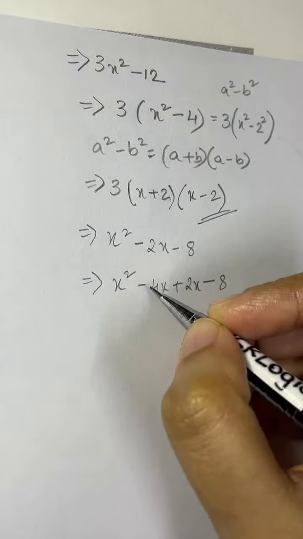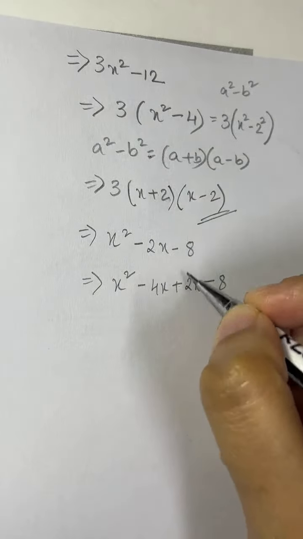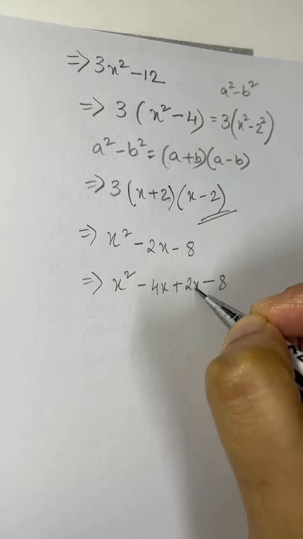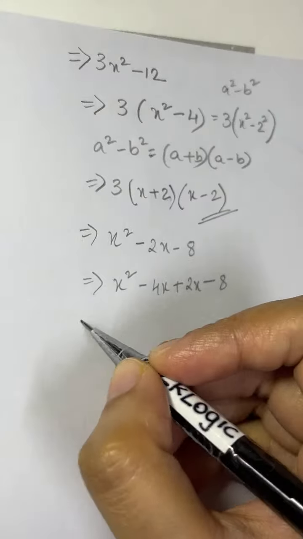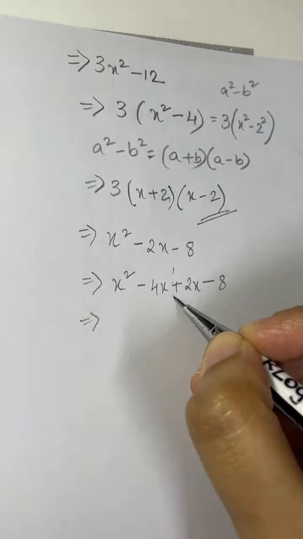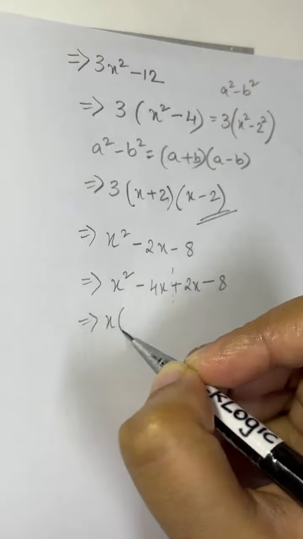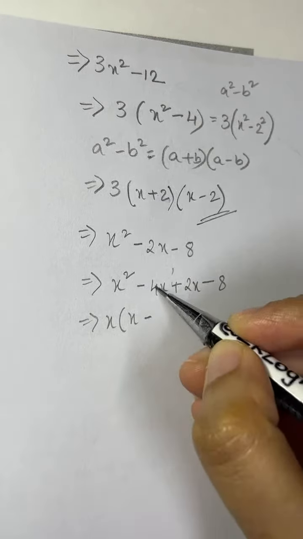Alright. So we have negative 4. Minus into plus will give you minus. 4 times 2 is 8. And negative 4x plus 2x gives you negative 2x. So now we can take out the greatest common. You can split the equation now. Take out the greatest common factors. X is common in this. So we can take out x. What is left? X. Minus what is left?